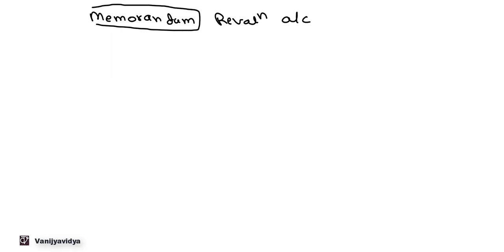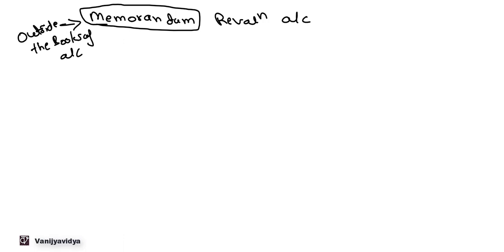Let us see. When assets and liabilities are not to be shown at the revalued amount in the balance sheet, but at the same time the revaluation profit or loss needs to be distributed to the old partners, what we do is prepare a memorandum revaluation account. Now this memorandum is outside the books of accounts. So here we prepare a memorandum revaluation account.